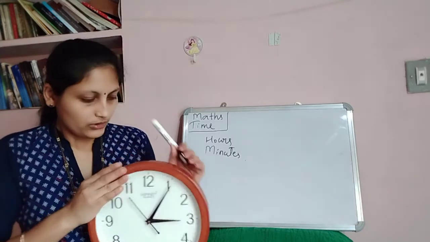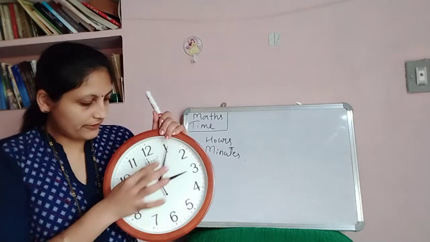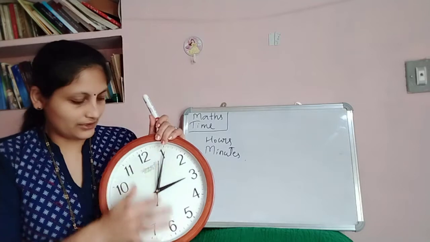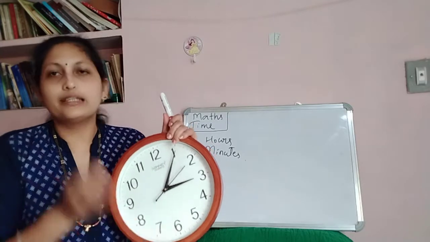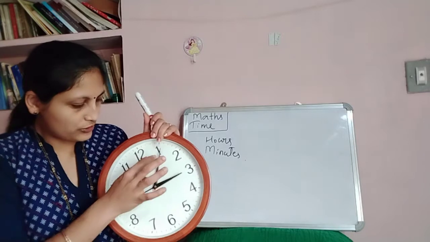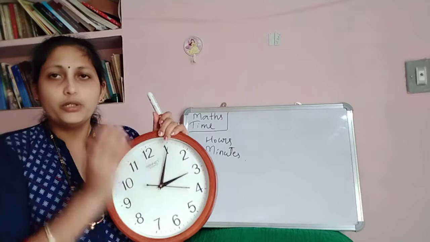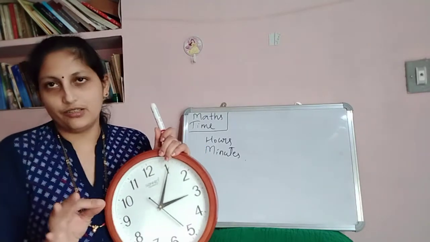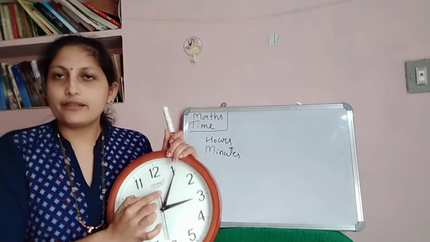You can also see there are 3 hands in this clock. Usually we take only 2 hands for reading the time. This one is a long hand and one thin one is there, which moves very fast. This is the second hand. We usually do not count it for reading the time. So we take this long hand and the short hand. The short and thick hand represents hours. This is used for reading the hours, and the long hand represents minutes.